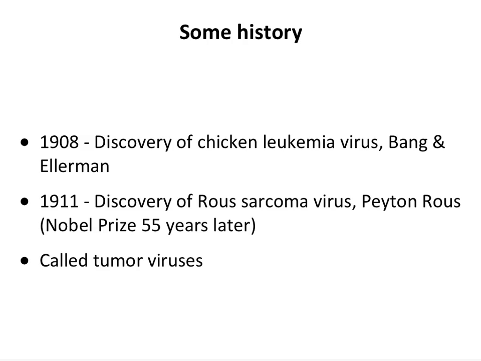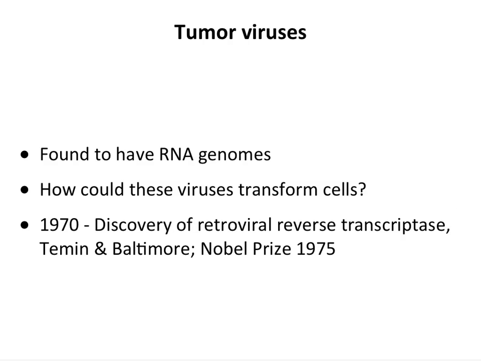He discovered a virus that causes sarcomas of chickens, solid tumors of chickens. And that was called Rous sarcoma virus. And we will revisit this discovery in another lecture. It got him the Nobel Prize 55 years later. It's the longest incubation period ever between the experiment and a Nobel Prize. And not too long after they were discovered, they were called tumor viruses. All right, so that's the subject of one of our topics today, tumor viruses.